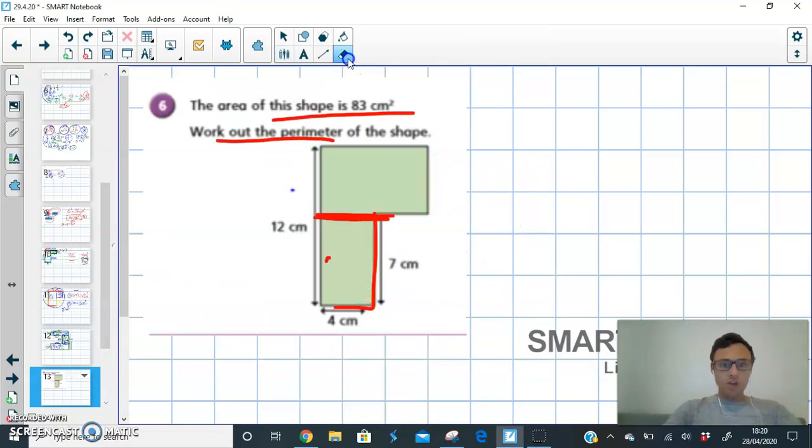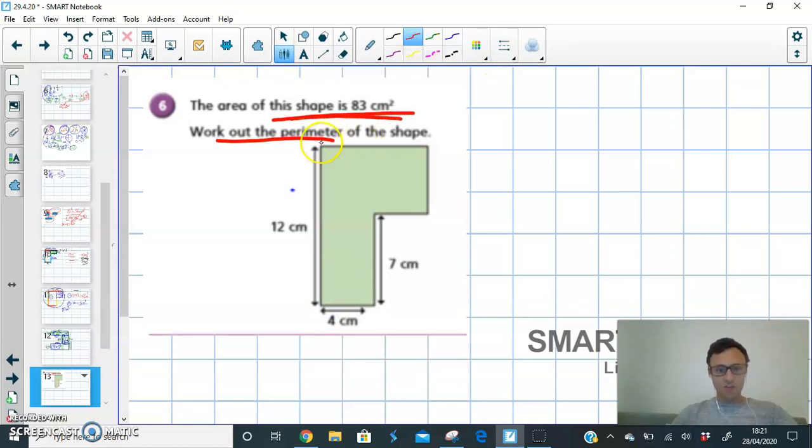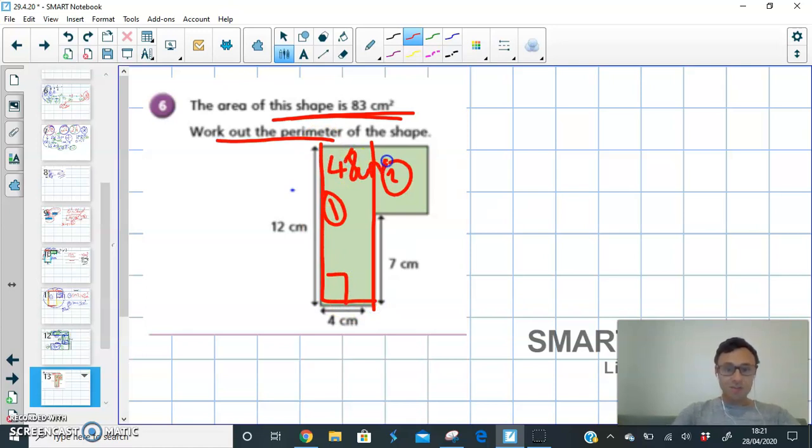Okay, we've got a slightly different question. It's asking us to work out the perimeter, but it tells us the area. And if I need to know the perimeter, I need to know these missing sides that we've got along here. So I'm going to split my shape down here. I'm going to call this shape 1 and this shape 2 to be able to work out the areas. Well, the area of shape 1 is going to be 12 times 4 because they're at a right angle. 12 times 4 is 48 centimetres squared.